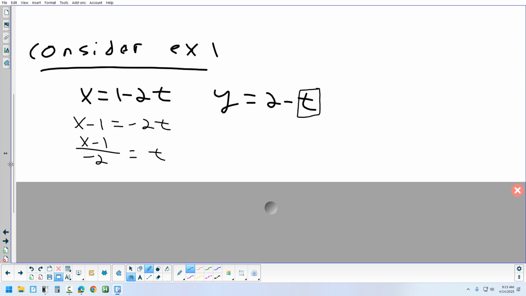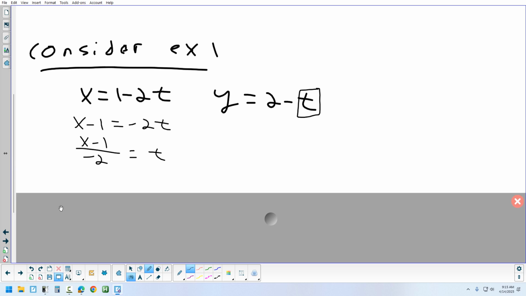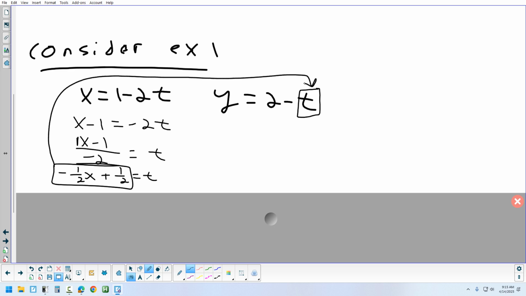Let's clean that up a little bit. If you're going to divide by -2, we can divide each part of the numerator by -2. So think of the x as having a 1 in front of it. That's -1/2 x, and then -1 divided by -2 is plus a half. So there's your formula for t from the first equation. And now plug that into the second. That is how you eliminate the parameter. Every time, solve the x equation for t, and then plug it into the y equation.